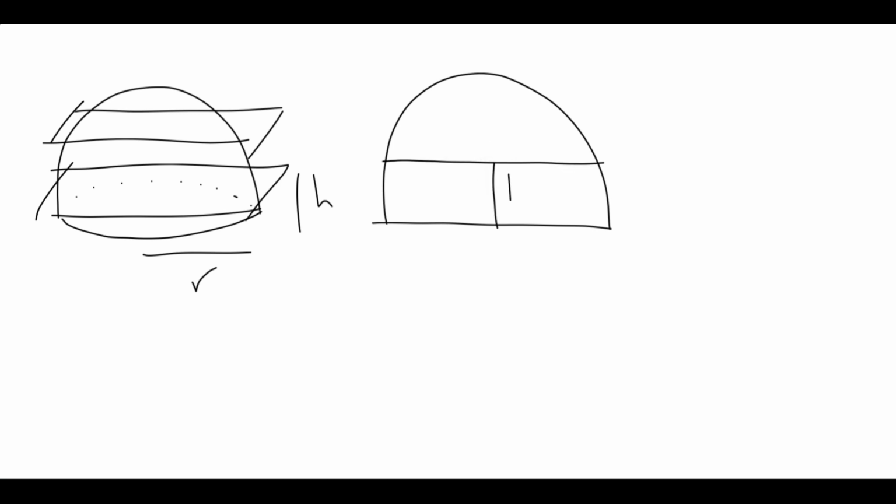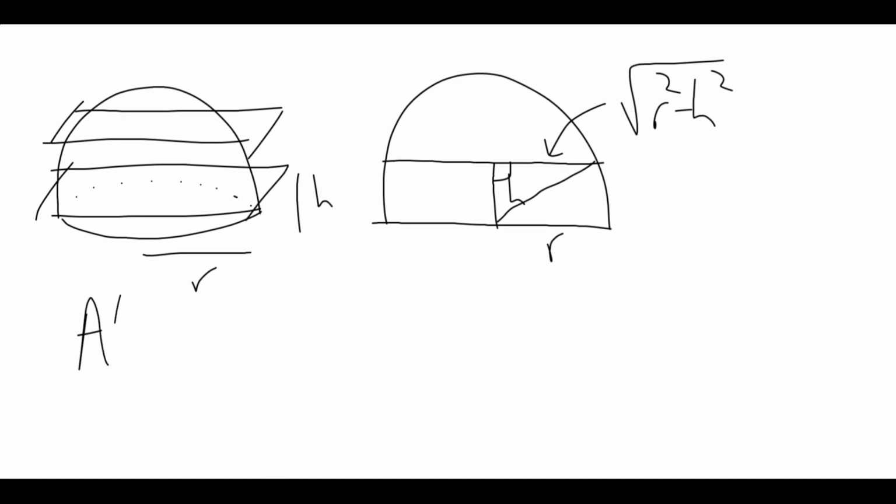So this will be h, and then this length down here will be r, which is also the same as that hypotenuse of the right triangle. So this leg here will be square root r squared minus h squared from the Pythagorean theorem. So the area of that cross-section will be, well, it's a circle with radius root r squared minus h squared, so it's just pi times r squared minus h squared.